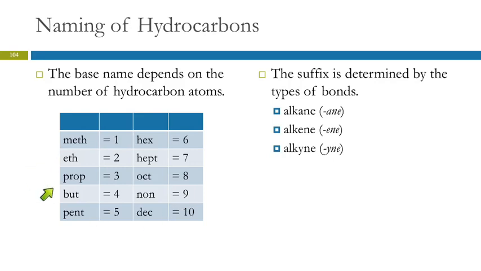The weird thing is the first 3. It's not mono, di, tri, and tetra. It's meth, eth, prop, and but. So how do you remember that?